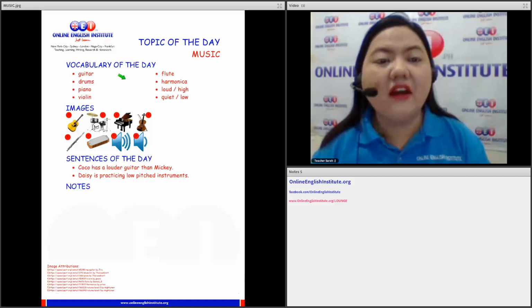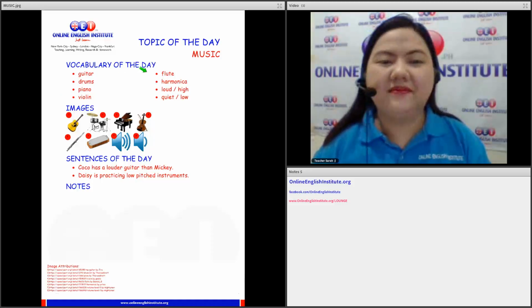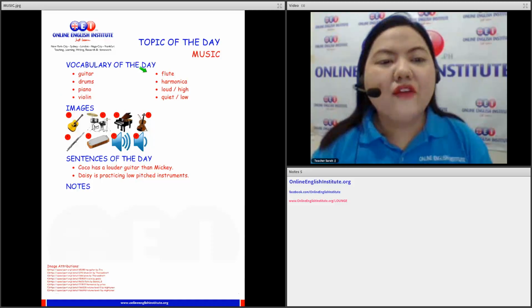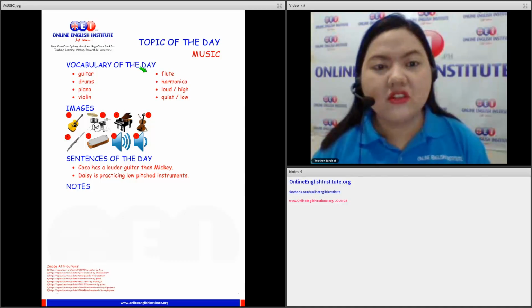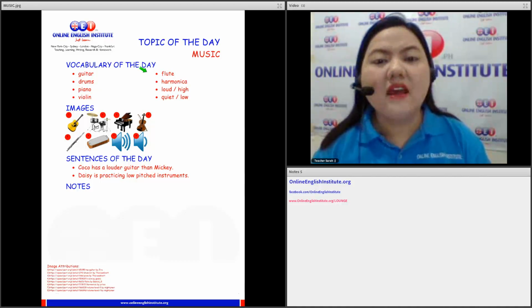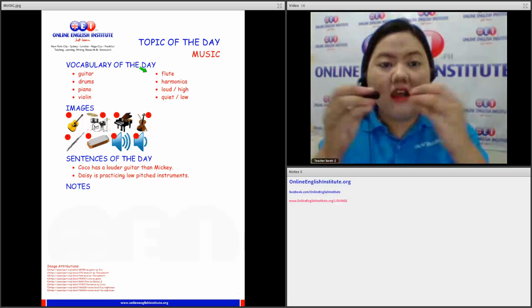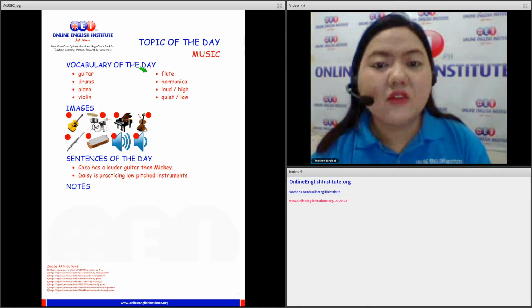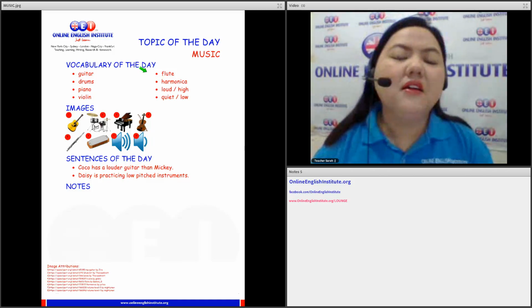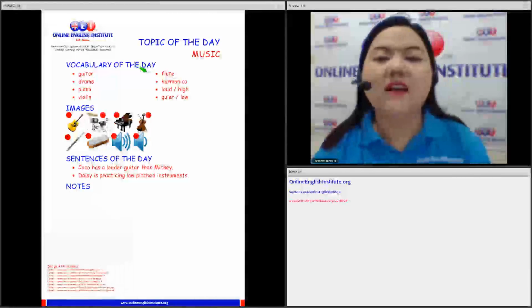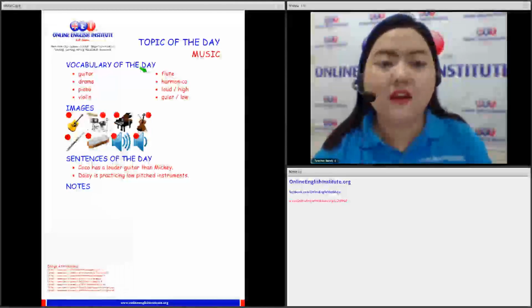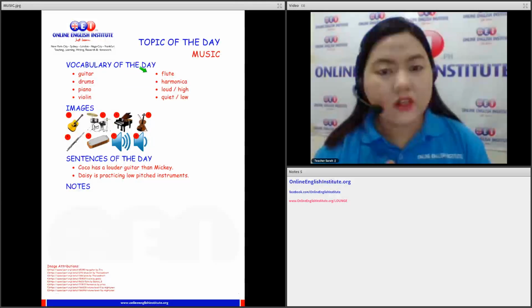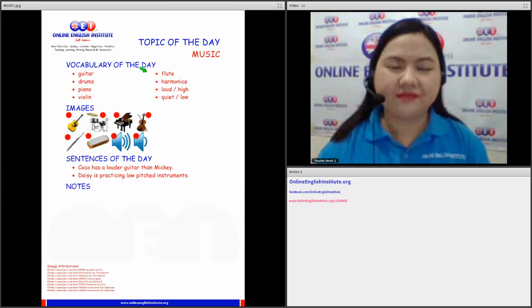Next we have flute. Flute is a high-pitched woodwind instrument, consists of a slender tube, closed at one end with keys and a finger hole or holes on the side and an opening near the closed end across which the breath is blown.